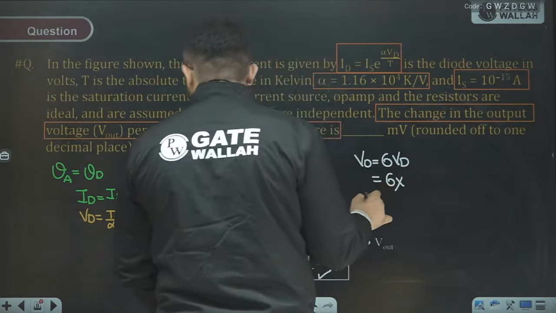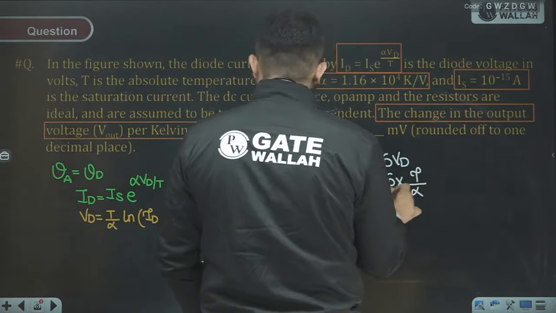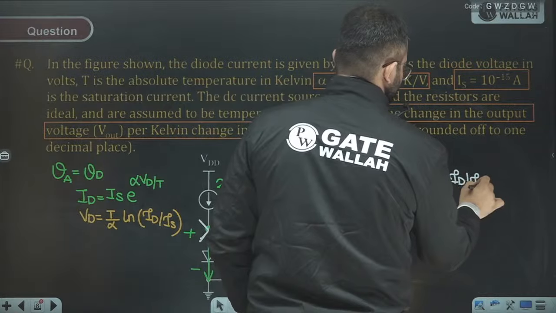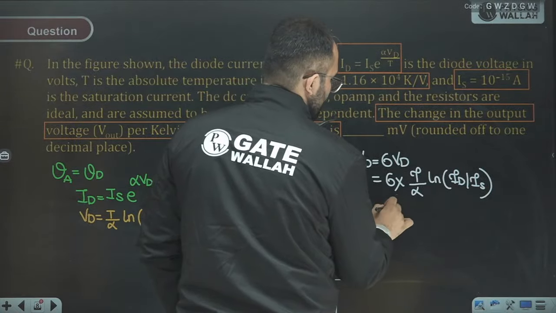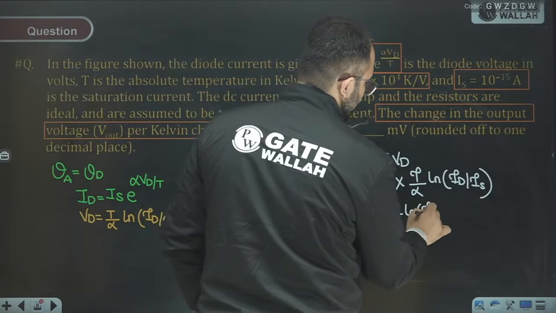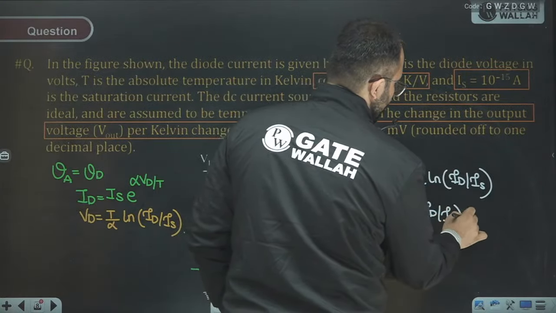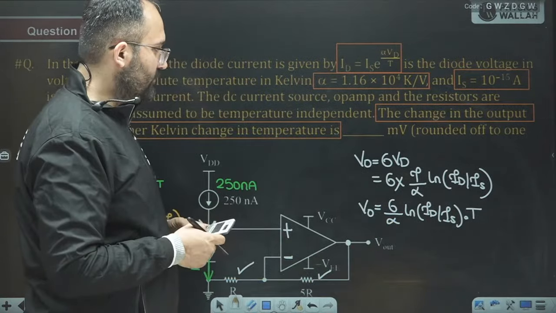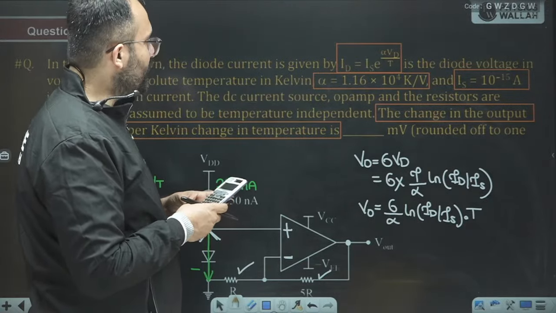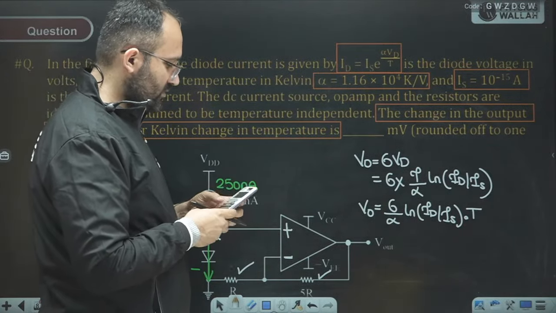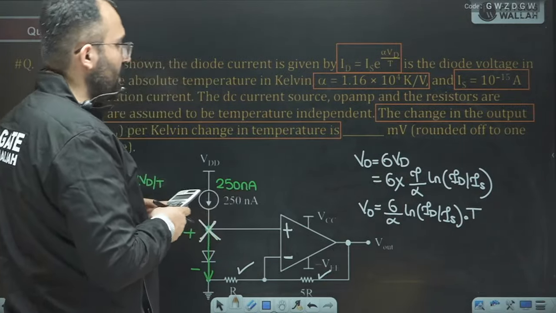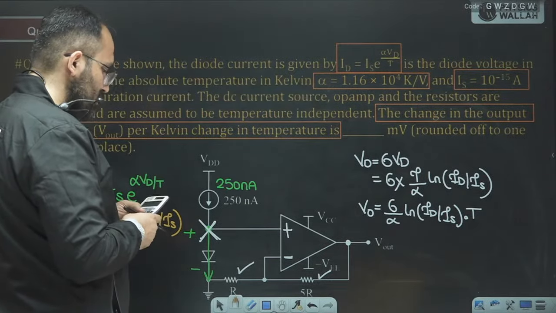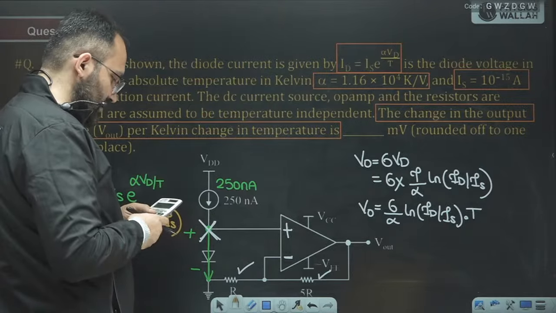That is 6 multiplied by T upon alpha ln of ID upon IS. So it is 6 upon alpha ln of ID upon IS multiplied by capital T. Is this correct? Okay. You can see that 6 divided by alpha is 1.16 into 10 to the power 4 multiplied by ln of ID upon IS. What is ID? 50 nanoampere divided by IS, which is 10 to the power minus 50.